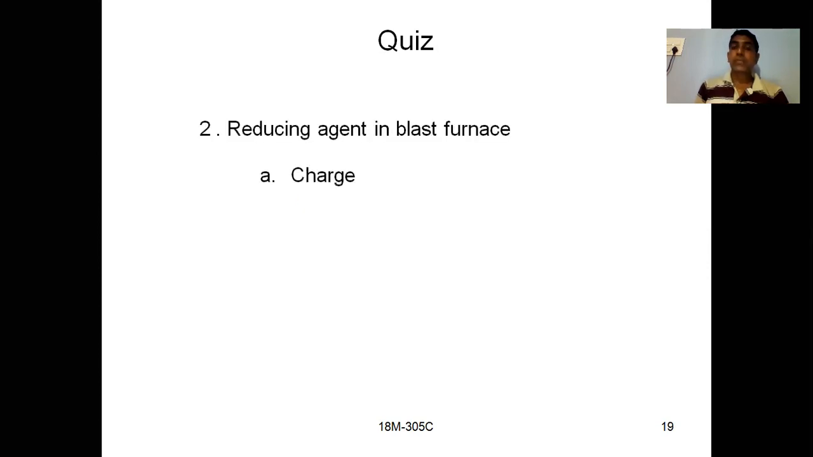Reducing agent in blast furnace. So which can act as a reducing agent? Coke or limestone? So here what they have given: charge, slag and air. If you see here, in the charge, we are having iron ore, coke and limestone. Here coke will act as a reducing agent. So which is the answer? Charge.